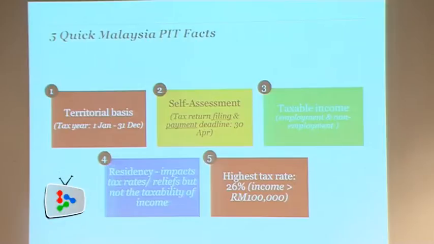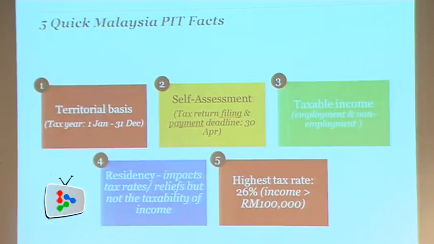Okay, we move on. Just a snapshot on some PIT facts. We know we are taxed on a territorial basis as opposed to a worldwide basis. Okay? What this means is, in Malaysia, we are taxed only on Malaysian-sourced income. If you have, say, a property in London and you receive rental income from that property, that is not going to be a Malaysian income because it's not sourced in Malaysia. That property sits outside Malaysia, and Malaysian tax authorities are not interested to tax this income.